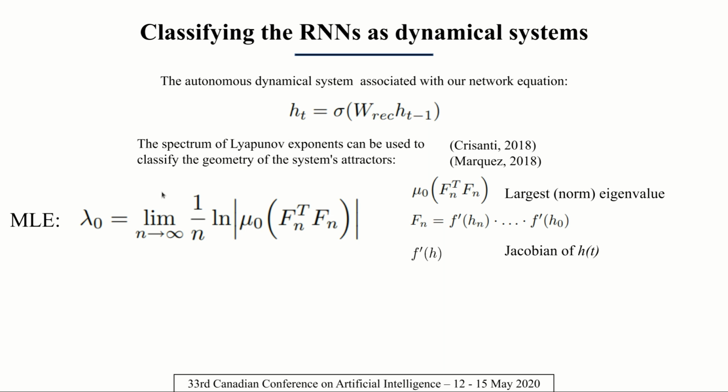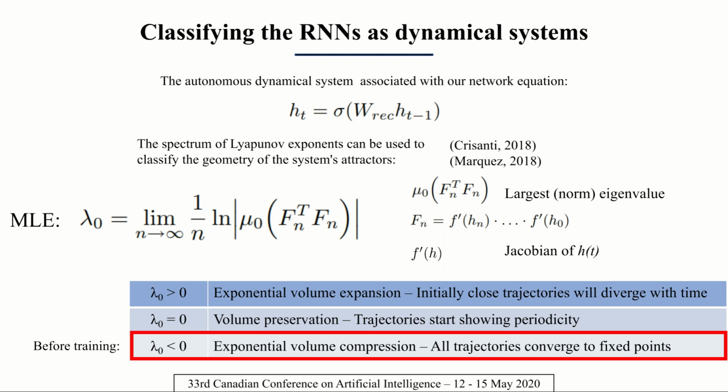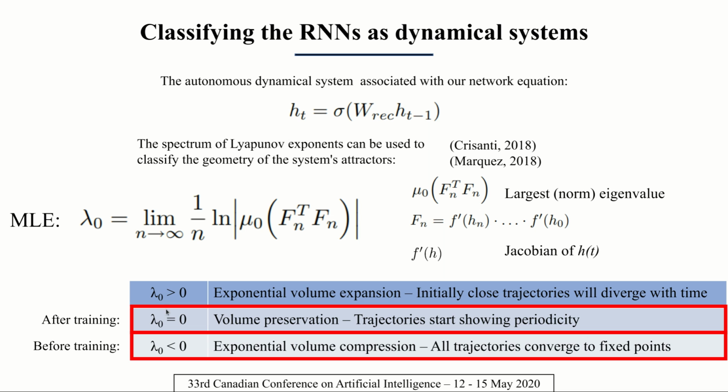Now, computing this MLE, what we found is that before training, we are in a state of exponential volume compression, since the MLE is less than 0, meaning that all trajectories converge to fixed points. However, this regime is changed during training to a volume preservation regime where the MLE is 0, which means that trajectories start showing periodicity and we can expect limit cycles to emerge.